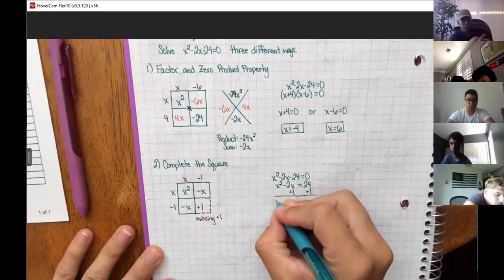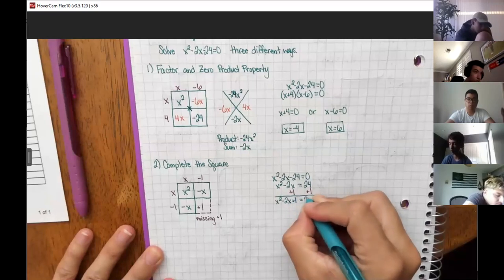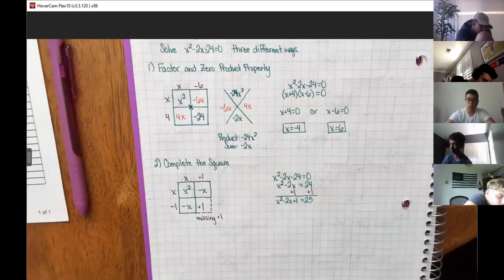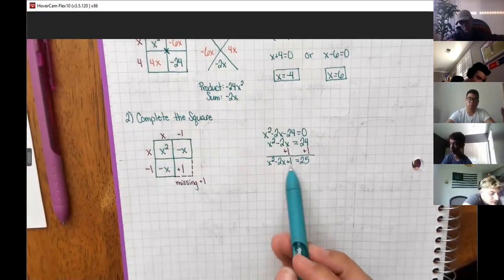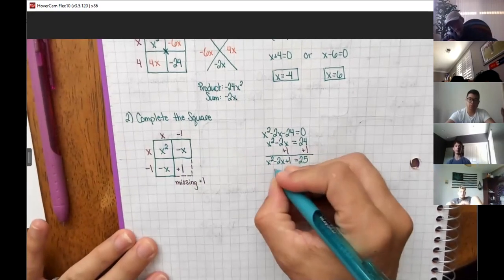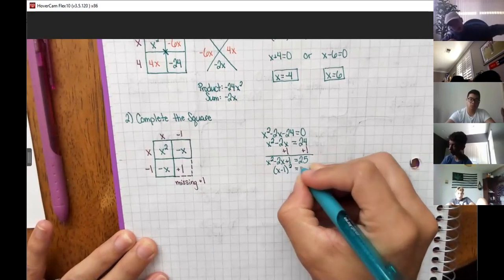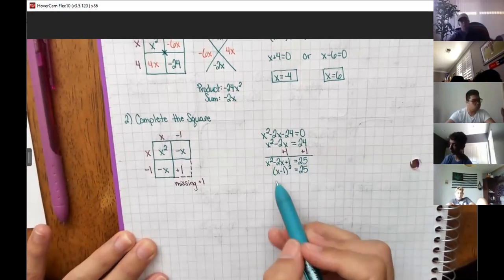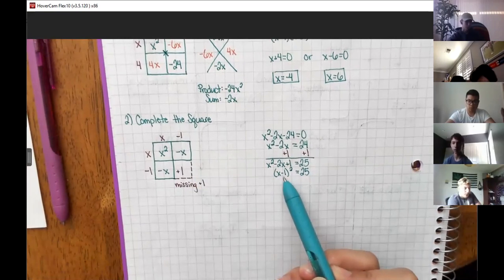By adding 1 to my equation, I have x squared minus 2x plus 1 equals 25. The reason we added 1 is so that we can write it in factored form. And the factored form is just the outside of the box. x minus 1 squared is equal to 25. These are equivalent. This is the inside of the box, and this is the outside.